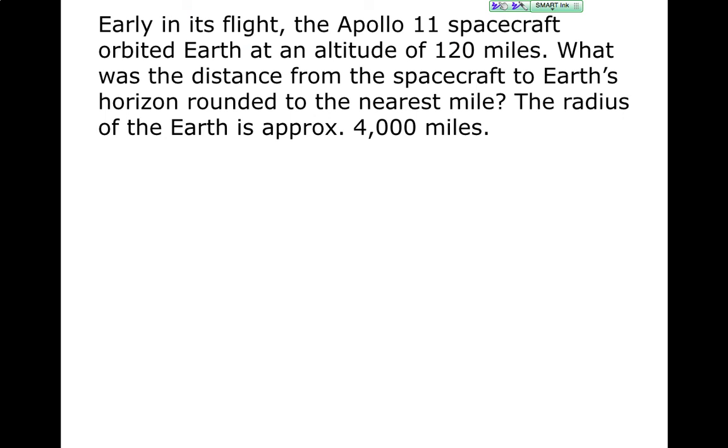Early in its flight, the Apollo 11 spacecraft orbited the Earth at an altitude of 120 miles. That's how far above the circle. That's the extra part to add on to the hypotenuse. What was the distance from the spacecraft to the Earth's horizon rounded to the nearest mile? That's like what we were trying to find in that last picture.